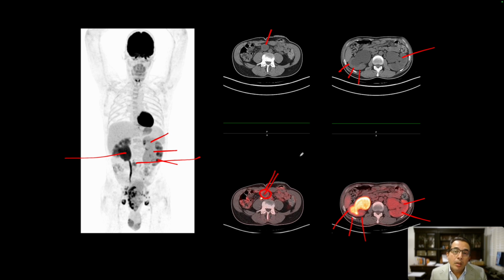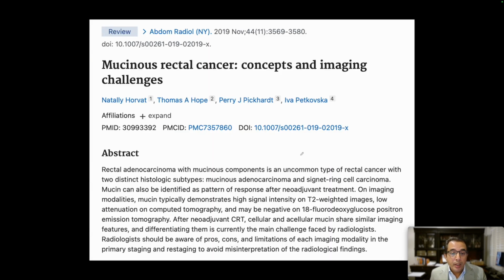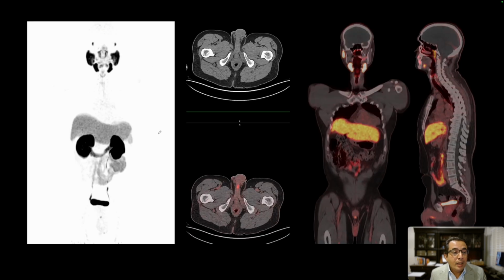So remember, mucinous rectal cancers are not very common. They produce a lot of mucin, so there is no internal enhancement. There is only peripheral enhancement. Similarly, there is no internal FDG uptake. There is only peripheral FDG uptake. And metastatic disease will also secrete mucin, leading to only peripheral mild hypermetabolism rather than focal hypermetabolism that we see with conventional rectal cancers. This is a great review paper on this topic of mucinous rectal cancer and the atypical appearances on different imaging modalities. Let's look at our next patient.